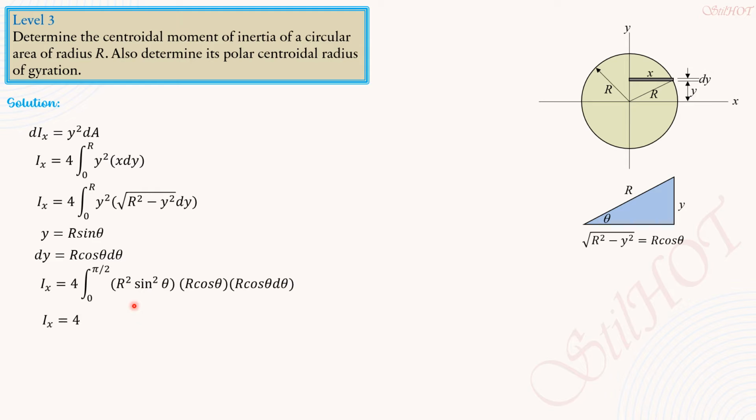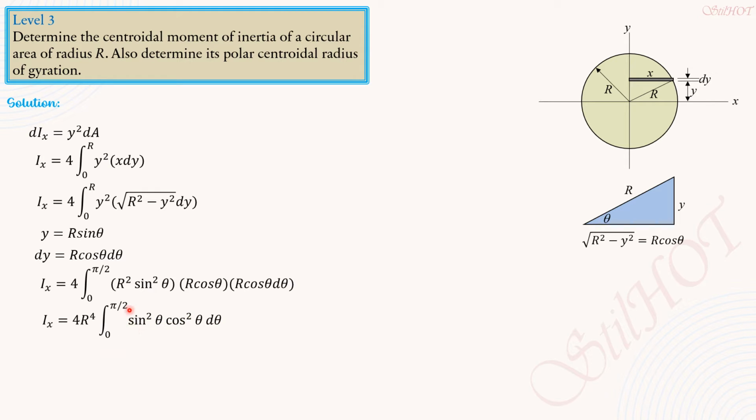Simplifying, Ix is 4r to the fourth times the integral from 0 to pi over 2 of sine squared theta cosine squared theta differential theta. Then we apply the Wallis formula because the limits are from 0 to pi over 2. Remember the Wallis formula. The general formula is the definite integral from 0 to pi over 2 of sine to the m theta cosine to the n theta d theta.